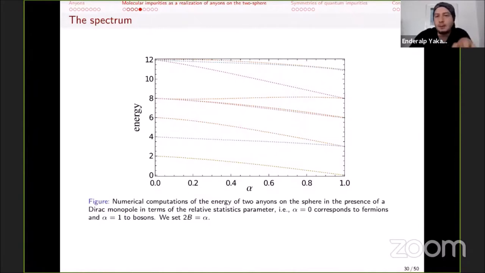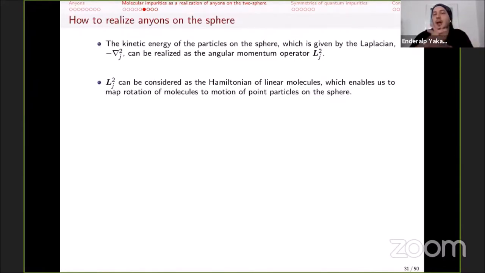Okay, so in fact, this approach provides us some numerical tools, but we can also realize these particles. First of all, what we need is a Laplacian on the sphere. But if you consider the mathematical structure of the Laplacian on the sphere, it's nothing but the angular momentum operator. And the angular momentum operator, in fact, is the kinetic energy of linear molecules or linear rotors. So this means that I can realize these impurities with linear molecules.